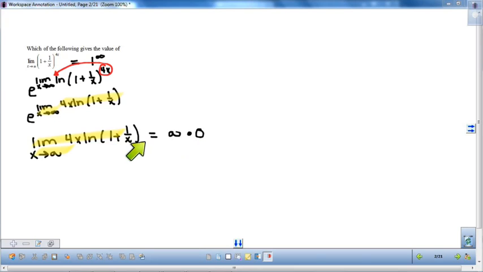So it's indeterminate form. So when it's infinity times 0, that indeterminate form means that I need to rewrite this as 0 over 0 or infinity over infinity. So I'm going to rewrite it as 0 over 0. So now as x approaches infinity, this is going to ln of 1, which is 0, and this is getting smaller and smaller, so it's going to 0 as well. So I have 0 over 0.